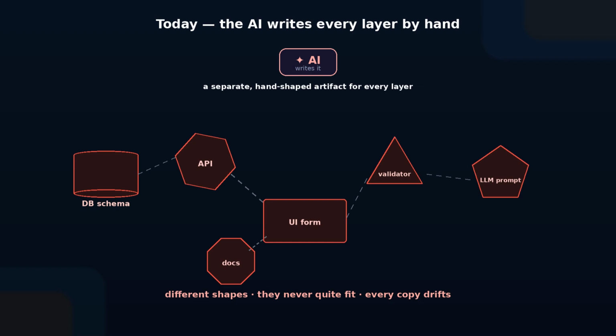Today, when you build an app with AI, the AI writes every layer by hand. The database, the API, the forms, the prompts, even the docs. Each one a separate, hand-shaped artifact. They never quite fit, and every copy drifts.